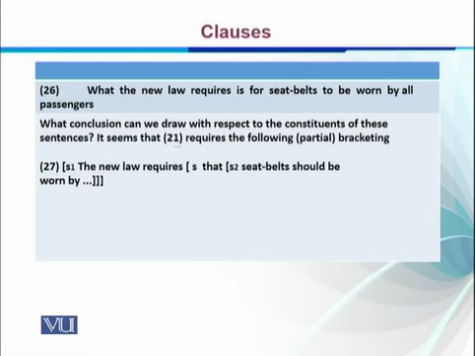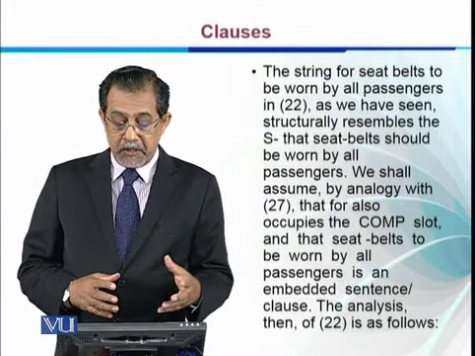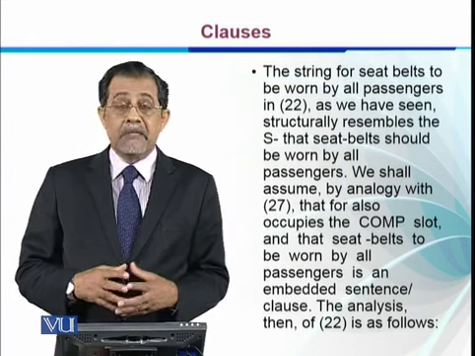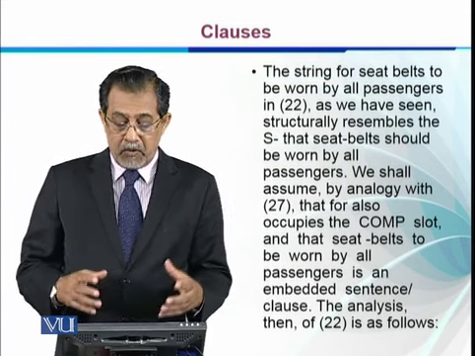What conclusion can we draw with respect to the constituents of these sentences? It seems that 21 requires the following partial bracketing. S1, the new law requires, then we have S bar, that, and then we have sentence 2, seat belt should be worn. So this will be the bracketing of the sentence. So the string for seat belt to be worn by all passengers in 22, as we have seen, structurally resembles the S bar, that seat belt should be worn by all passengers.